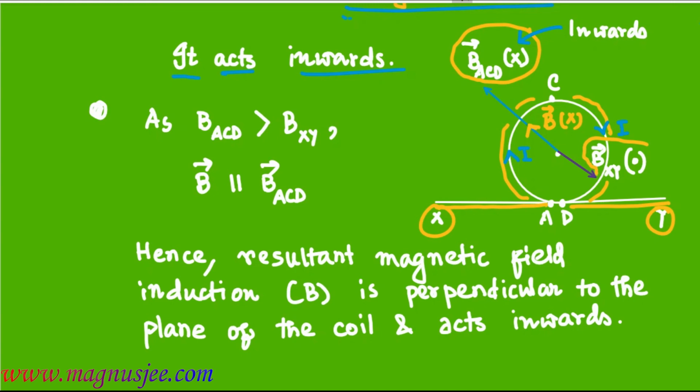If we consider the conductor XY, current flows from x to y, and vector BXY will be acting outwards. That's why under bracket dot sign is mentioned. Dot sign indicates that vector BXY acts outwards. And resultant magnetic field induction vector B under bracket cross means resultant magnetic field induction acts inwards.